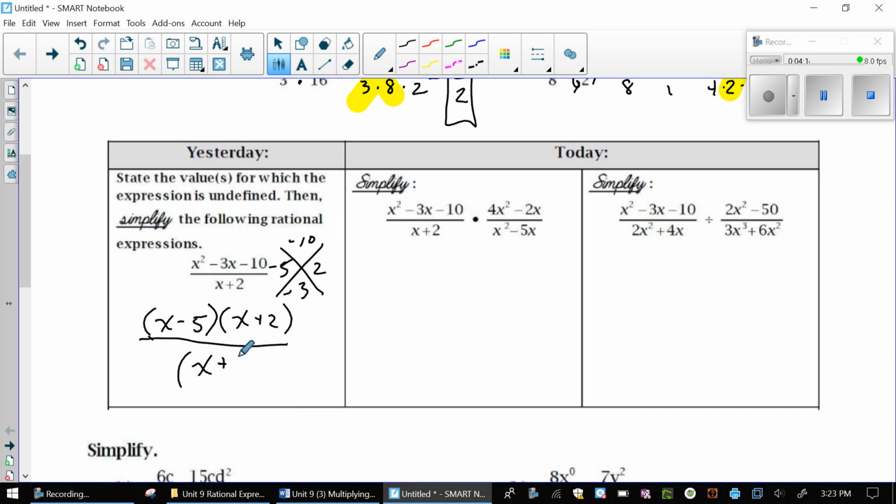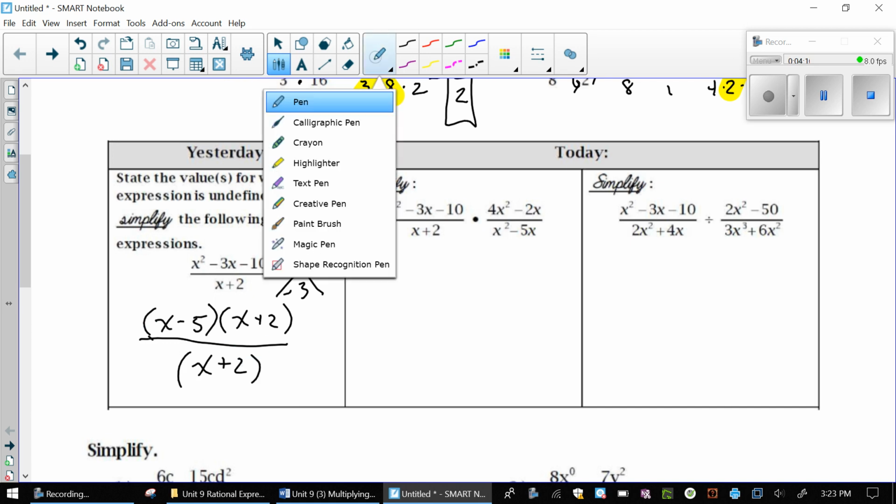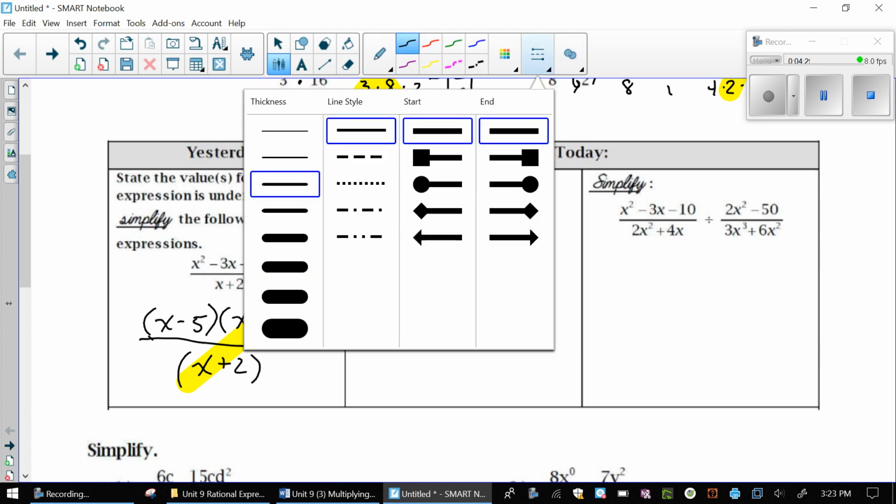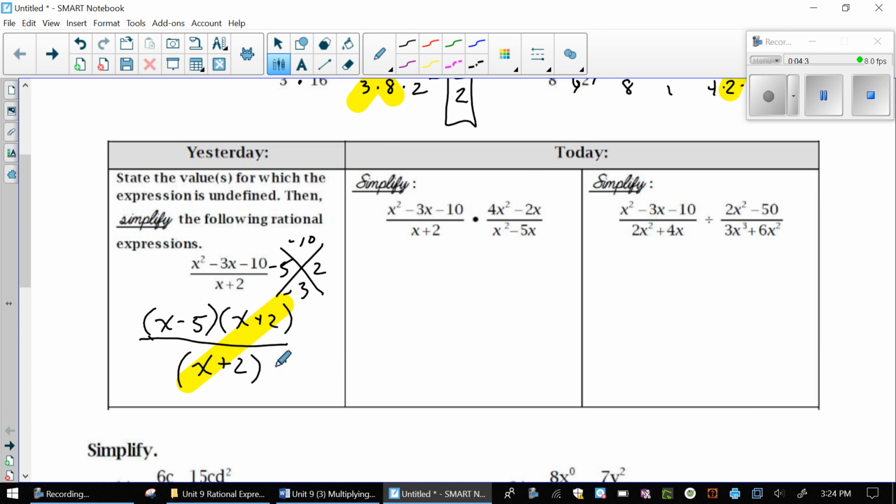Denominator is still x plus 2. And now, just like we did above, we see that we have two factors that are exactly the same. So x plus 2 over x plus 2 equals 1. Those cancel out, and we are left with just this nice binomial in the numerator, which is x minus 5. That's our final answer there. Make sure that looks like a minus. All right, so here's what we're going to do today, and this is just kind of your preview.